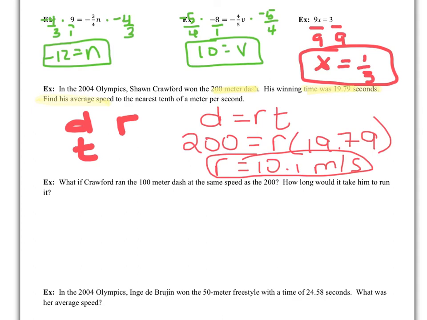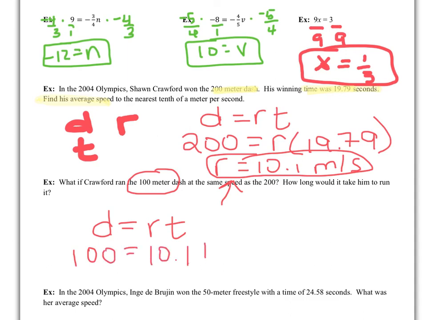So now it's saying, what if you ran the 100-meter dash at the same speed, which we just found up here? How long would it take him to run this time? So again, we're talking about a distance, a rate, and a time, but this time the unknown is the time. So I'm going to replace distance with 100, the rate or the speed with what I just got, and I'm going to solve this equation for t. Pause the video and go ahead and do that.